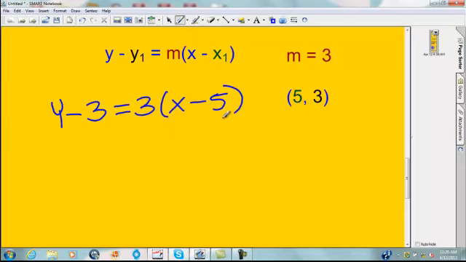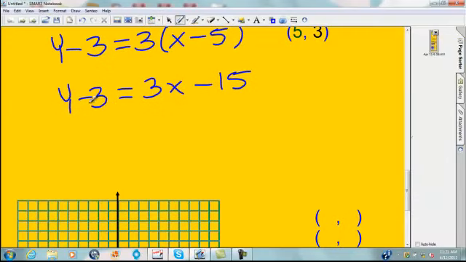Now we need to use the distributive property here. We first look inside the parentheses. We can't do anything with x minus 5, so we have to distribute the 3 inside. So 3 times x is 3x, 3 times negative 5 is negative 15. Now we need to get y all by itself so we can be in y equals mx plus b form. We're going to add the 3 to both sides. So 3x, add 3 over here, that's going to give me negative 12. So our slope-intercept equation is y equals 3x minus 12.